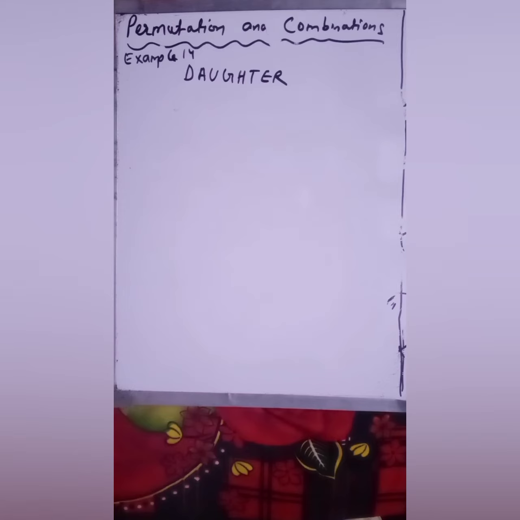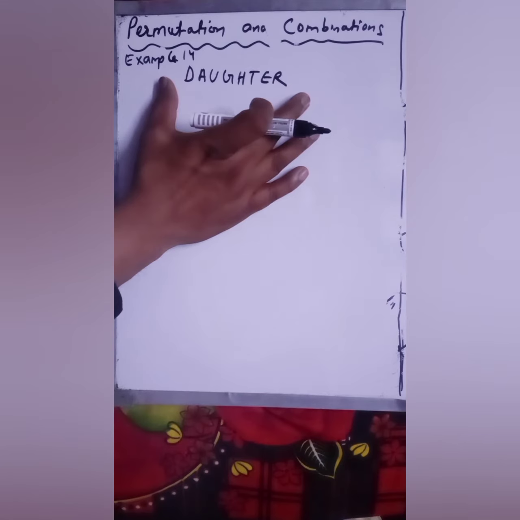find the number of different 8-letter arrangements that can be made from the word DAUGHTER, if all the vowels occur together. The question is about arrangement, so here you will use permutation. There is an 8-letter word, DAUGHTER, so we have to make 8-letter arrangements in which all the vowels occur together.